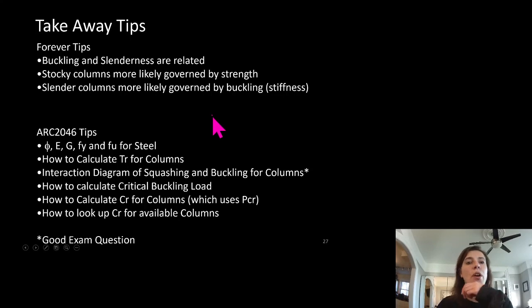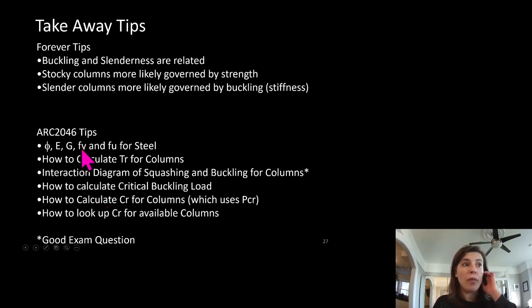The things you should know is that buckling and slenderness are related. So if you pick a slender column, it's more likely to buckle. So you want to be aware of that. Stocky columns are more likely to be governed by strength. Slender columns are more likely to be governed by buckling or their weak axis stiffness.